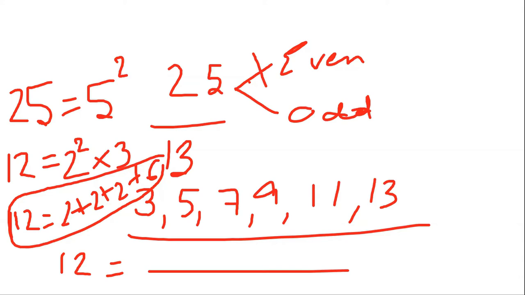How many ways can you write 12 as the sum of some other numbers? How many ways can you write it? You can write it as 1 plus 11 a lot, right? And that's why it's not interesting. But how many ways can you write 12 as the product of prime numbers? How many? Yeah, exactly. So that's why prime factorization is interesting to people.